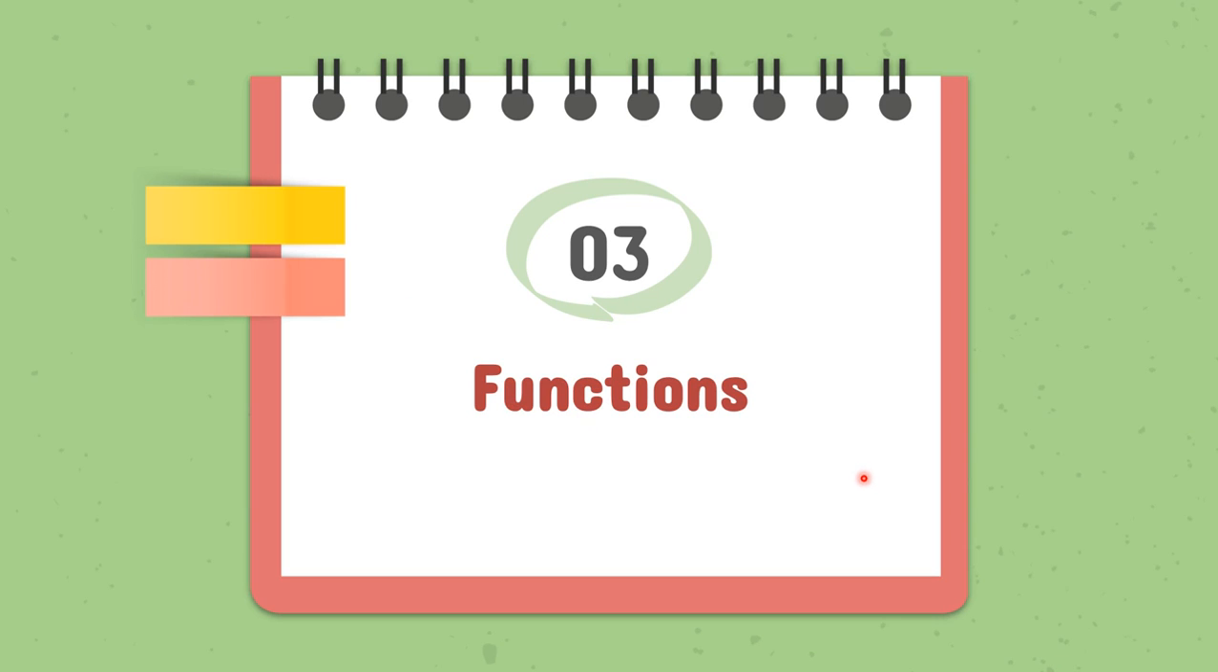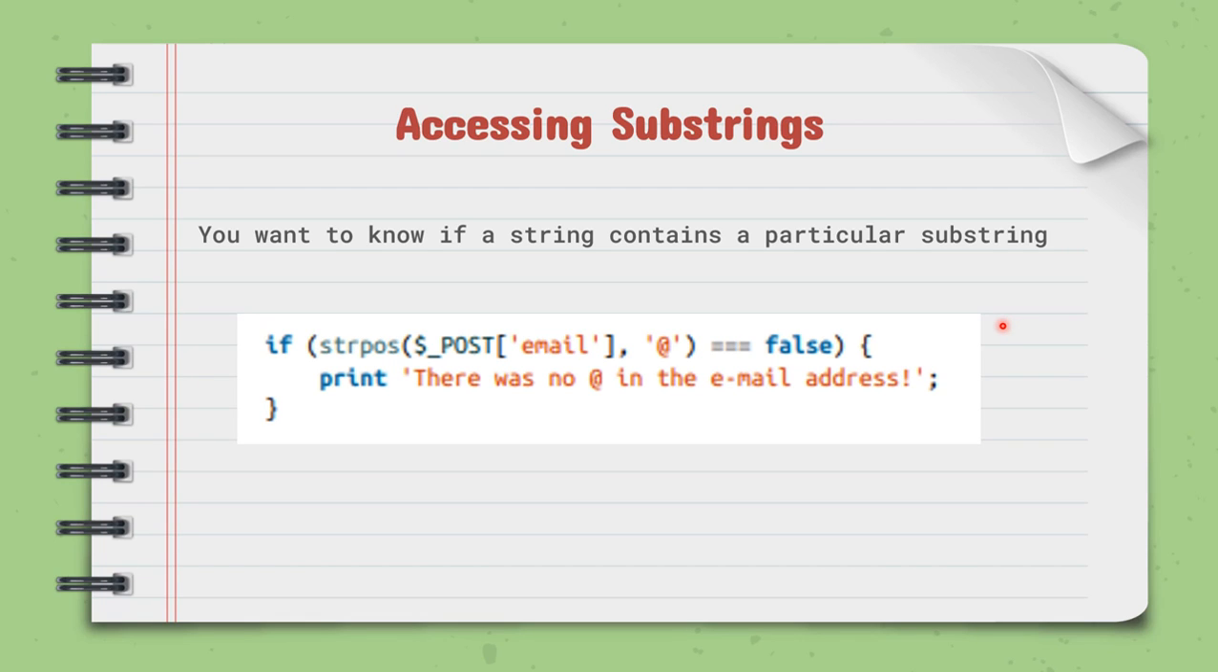Next we have the different functionalities we can perform on our string. It consists of different functions, each containing different functionality to perform on our string. As you can see, accessing a substring: you want to know if a string contains a particular substring. In this function we have two arguments. In the first we pass the variable, and in the second we pass the character or word we want to find in that variable. It then shows us the result that this thing is found in this thing. There was no @ sign if this failed.